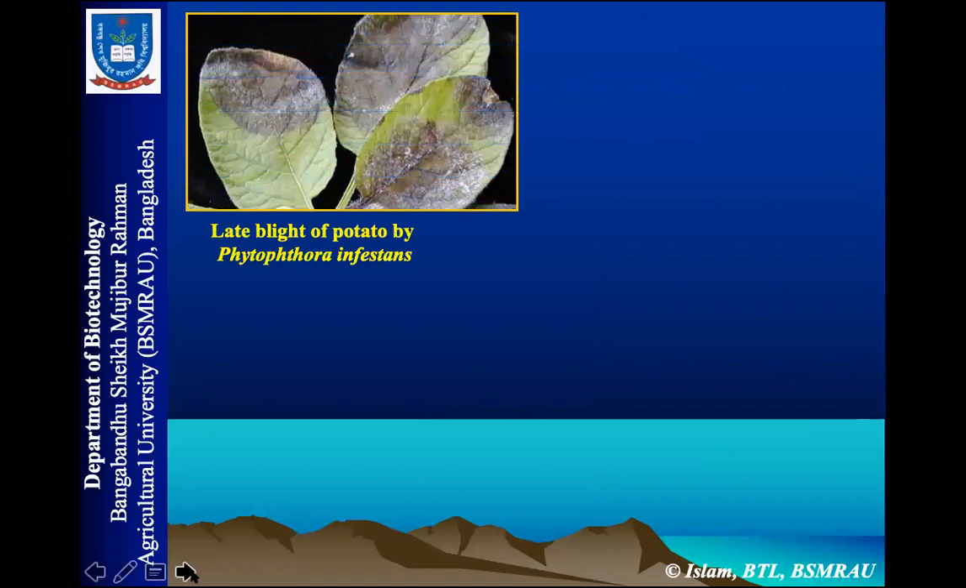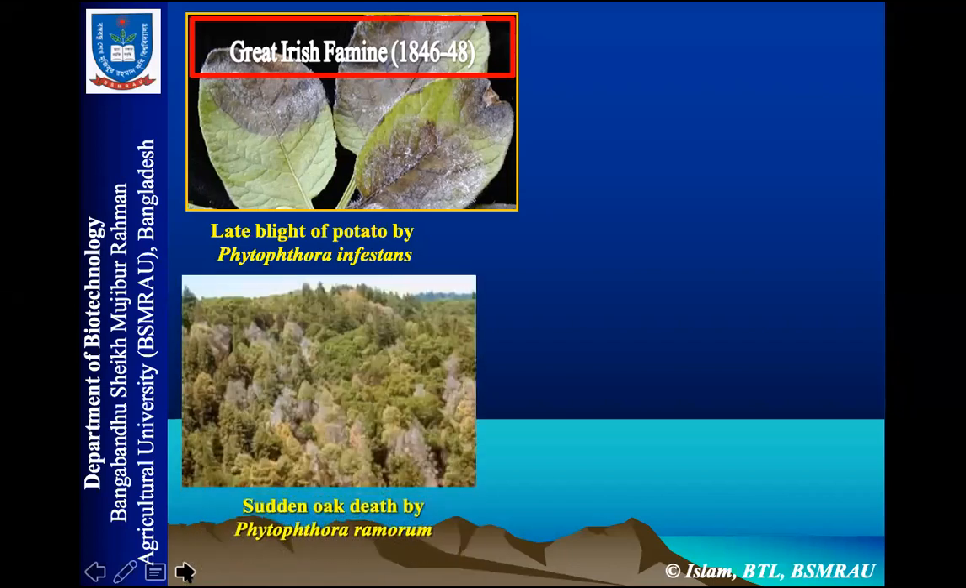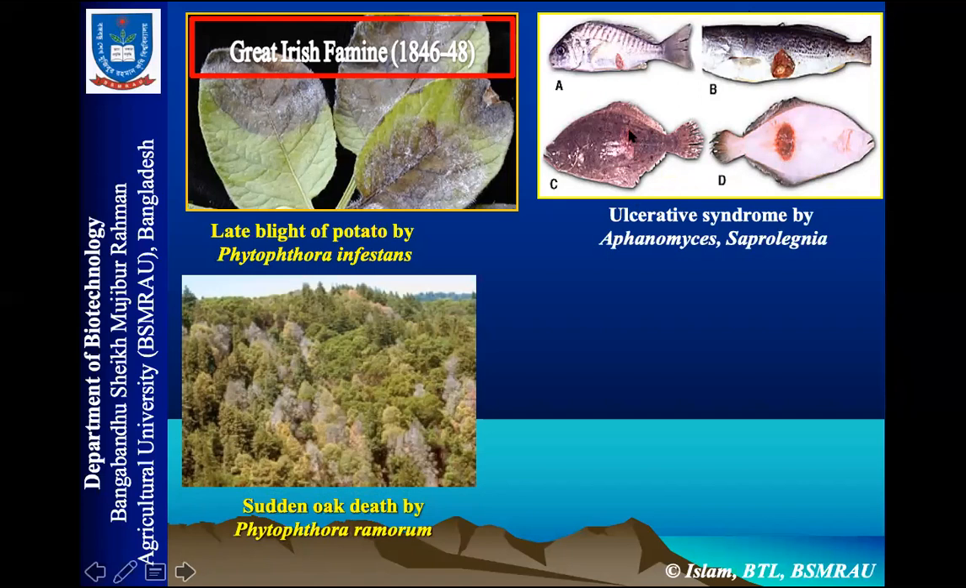Here you can see the Peronosporomycete Phytophthora infestans caused blight disease in potato, which caused the Irish famine. To control Phytophthora infestans in potato, worldwide we spend more than $5 billion per year. So it is still a big problem, even in Bangladesh. Another disease is caused by another Peronosporomycete, sudden oak death. Thousands of acres of oak forest, oak being very famous for timber, are damaged by Phytophthora ramorum in the US. And lots of fishes suffer from ulcerative syndromes.